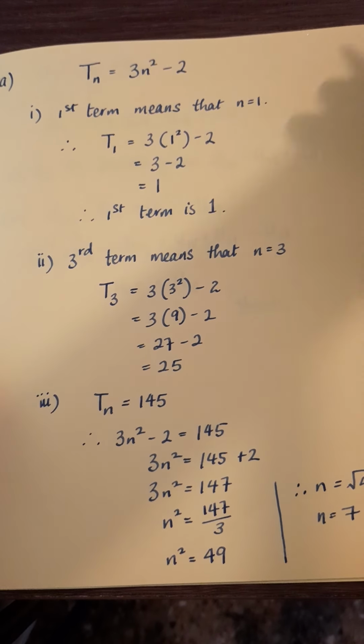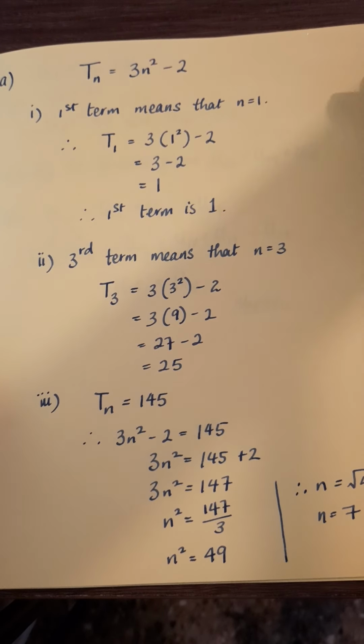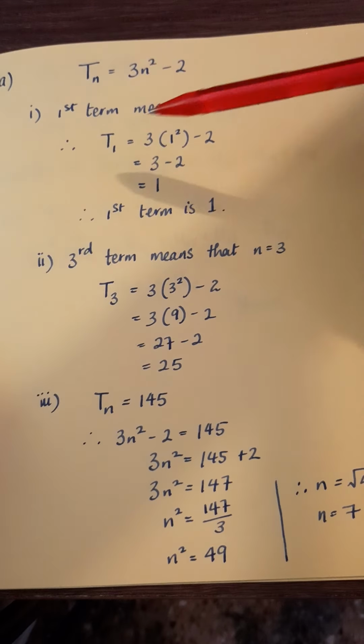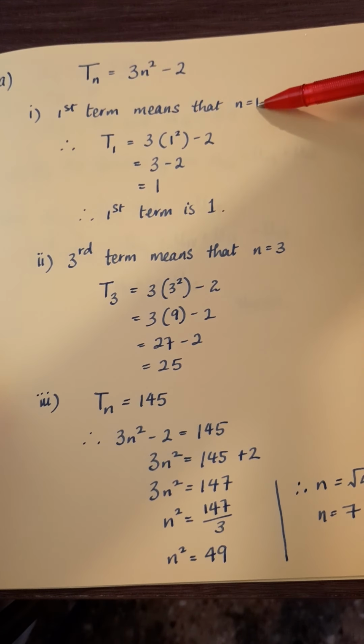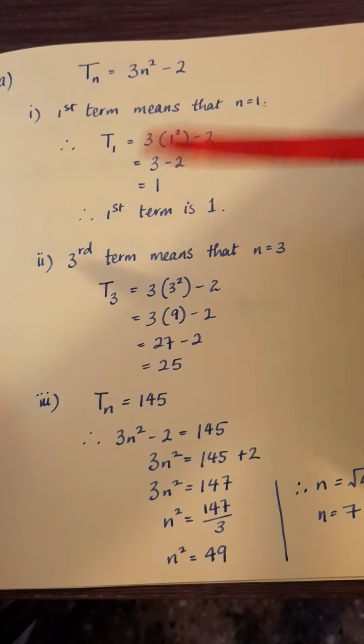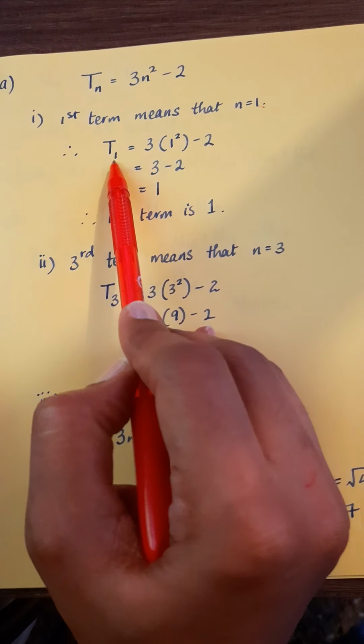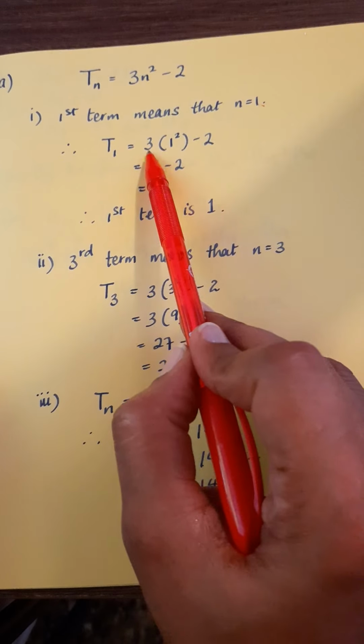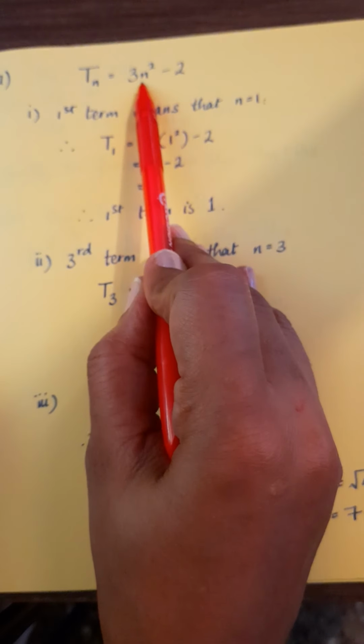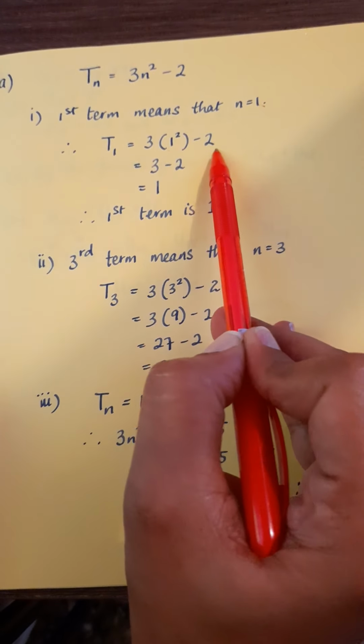So 7a, the question reads, the nth term t sub n of a sequence is given by t sub n is equal to 3n squared minus 2. Show that the first term of the sequence is 1. So the first term means that n is 1. So let's just plug it in. T1, because instead of n I have to write 1, is equal to 3 by 1 squared minus 2.